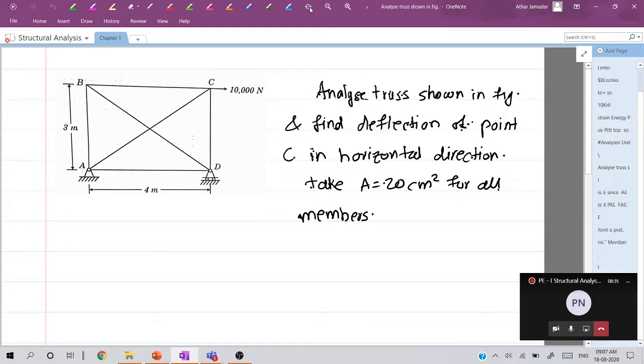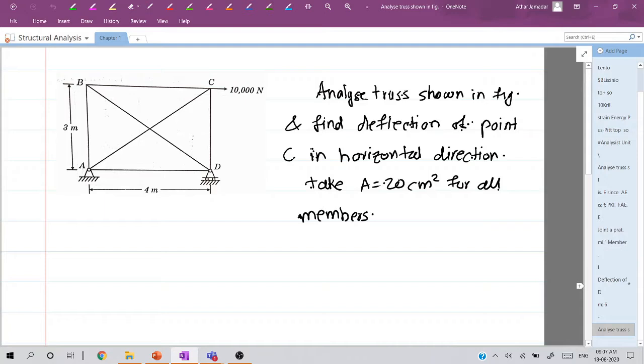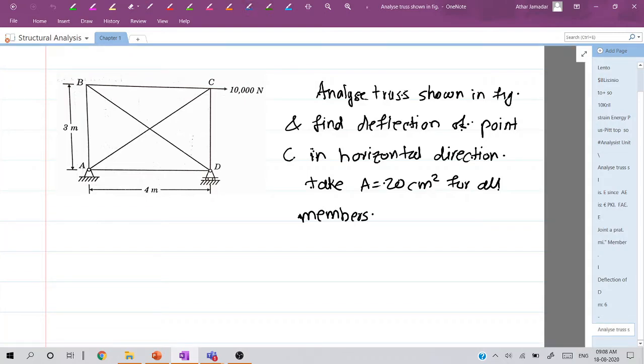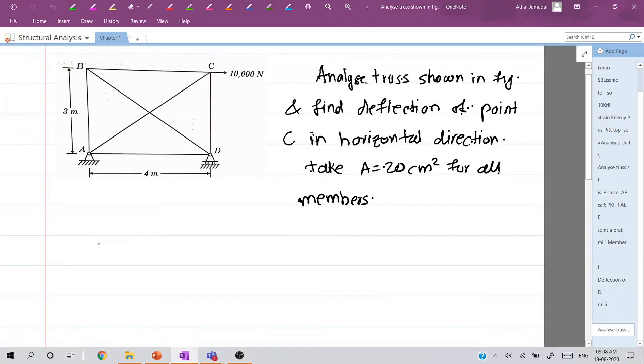This is our today's problem, in which it is stated: analyze the truss shown in the figure and find the deflection at point C in the horizontal direction. In this problem we have to determine the degree of indeterminacy. For that we have seen that the formula for degree of indeterminacy is I = m + r - 2j. This is our formula for DI.